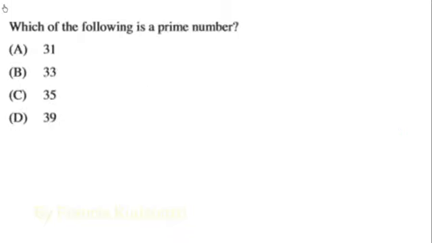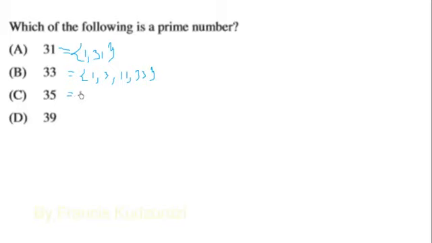Which of the following is a prime number? A prime number has only two factors. The factors of this number are 1 and 31. The factors of the next number are 1, 3, 11, and 33 itself. So this is not a prime number.